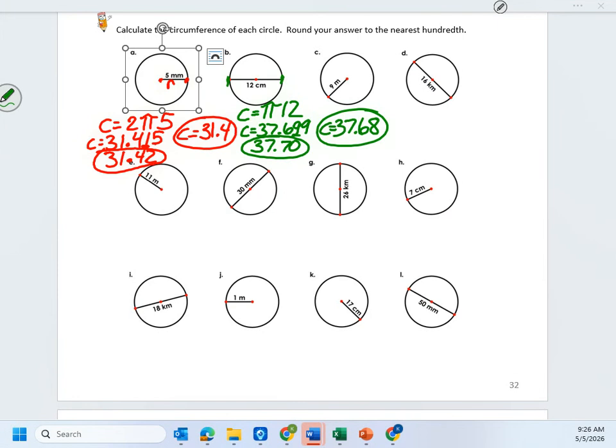So your job is to ask yourself, am I given the radius or the diameter? Which formula do I use? And then make sure you round correctly after you multiply it through. Any questions on doing the circumference? Okay, this whole page is just calculating the circumference.